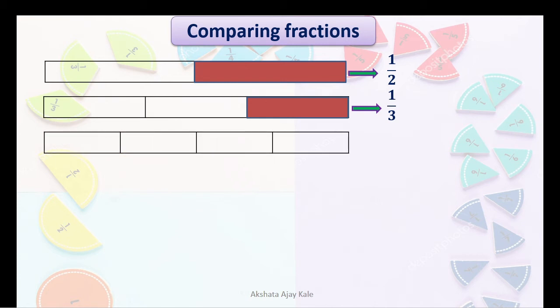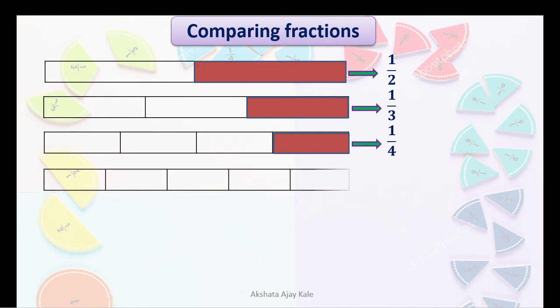Next, same rectangle, we have divided this rectangle into 4 equal parts and one part is colored. See the proportion, and what to write now in the fraction form? 1 upon 4. Correct. Out of 4, one part is colored. Again, same rectangle but it is divided into 5 equal parts. Correct? And we will color one part. And we will write in the fraction form, that is 1 upon 5.